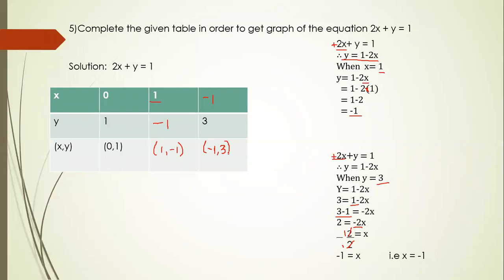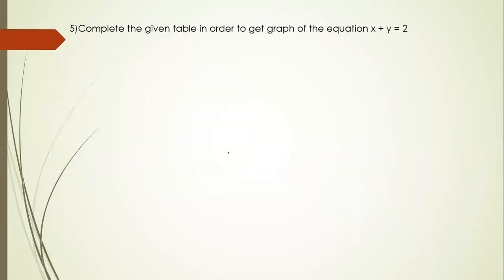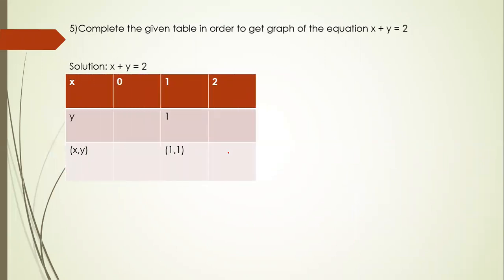Now let us move to sum number 6. It is similar to sum number 5. Here, complete the given table in order to get the graph of the equation x plus y equal to 2. So here they have given us the value of x as 0 and we need to find the corresponding value of y. And whatever we get, we are going to write over here together.